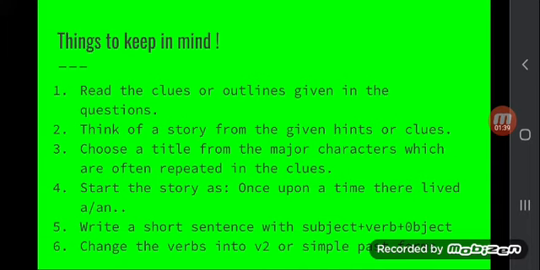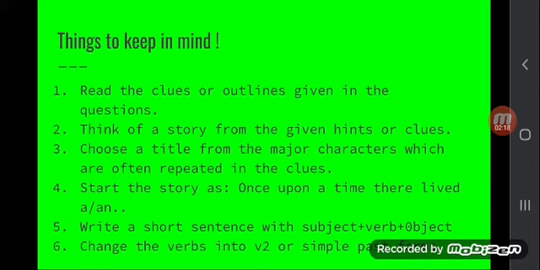Then think of a story from the given hints or clues. Imagine a story. Imagine an event from the given clues, from the given outlines. Then you have to think of or choose a title from the major characters or events which are often repeated in the clues. Okay, you will find repetition. You will find some characters which are repeated, something which is repeated. So take them as title. The title should be catchy, very short. Okay, then start the story.